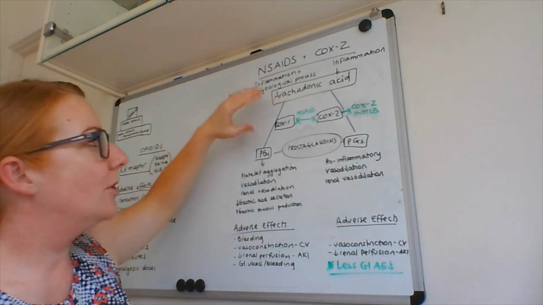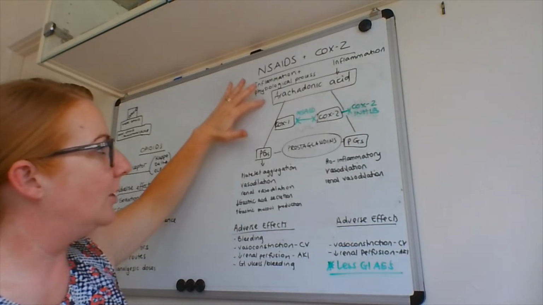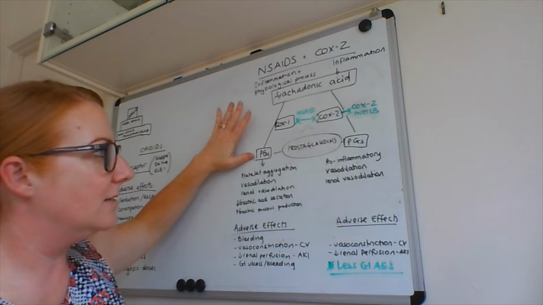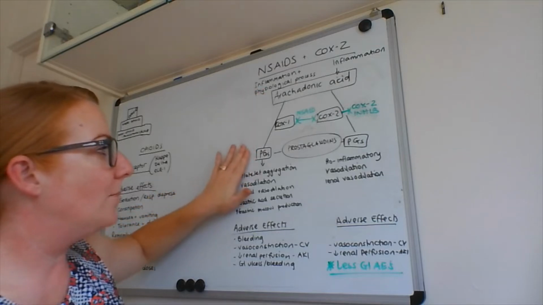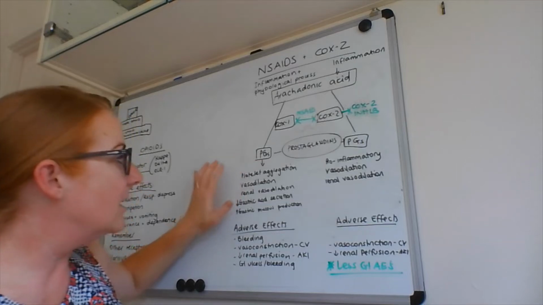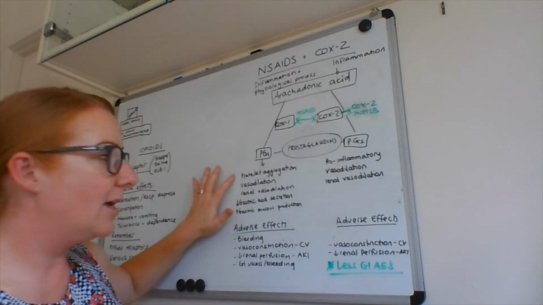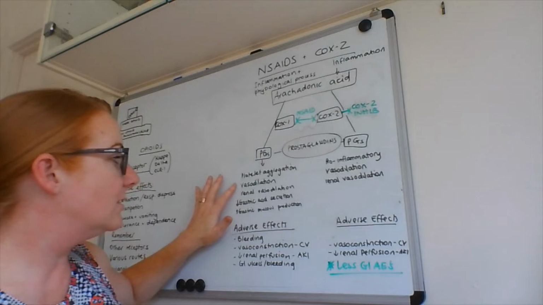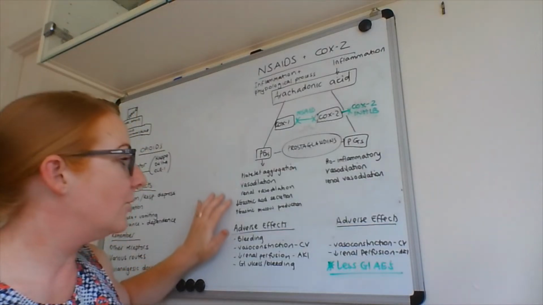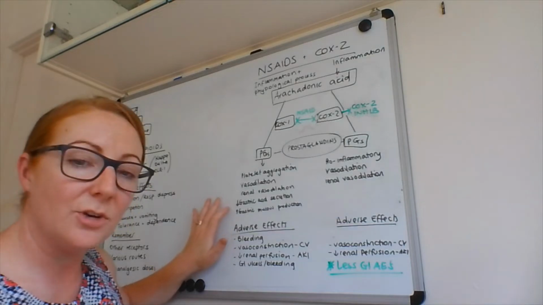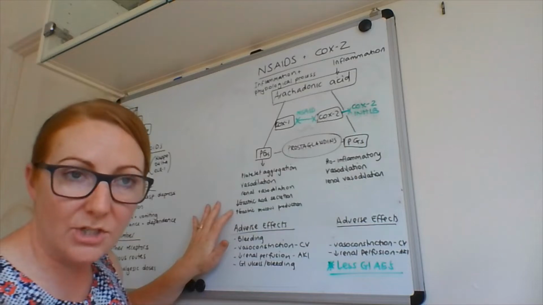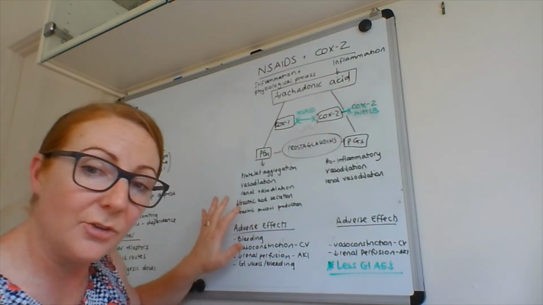So the process is that as we go down, COX activates prostaglandins. In the COX-1 pathway, prostaglandins are activated, and physiologically they cause platelet aggregation, they cause vasodilation, they cause renal vasodilation, they cause reduced gastric acid secretion and increased gastric mucus production. So they're protective for the gastrointestinal tract.